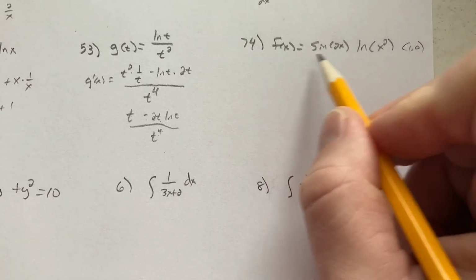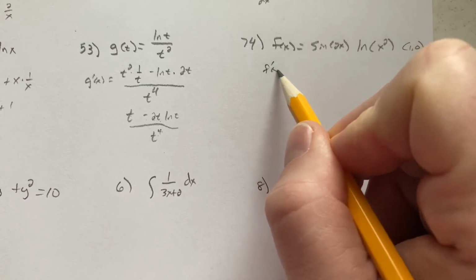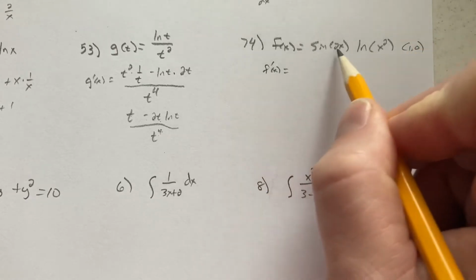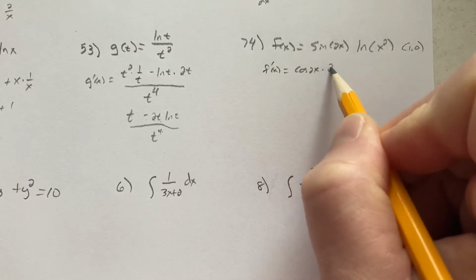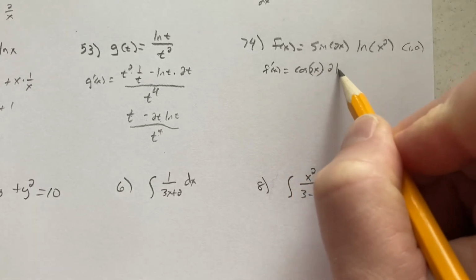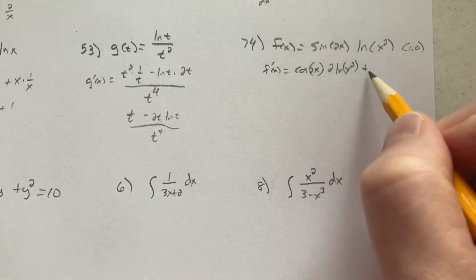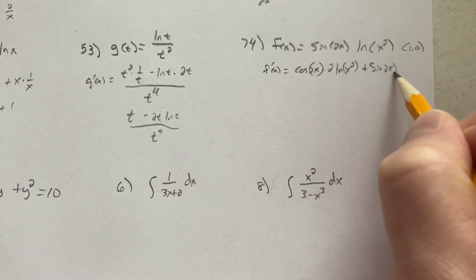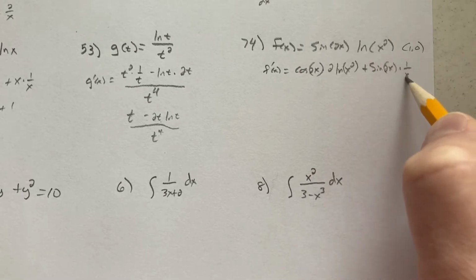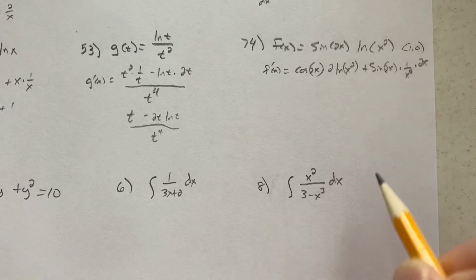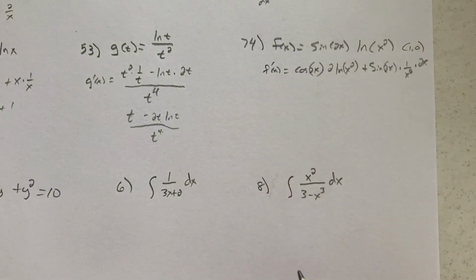On 74, we're taking the derivative and trying to find a tangent line at 1, 0. So this is going to be a product rule here. So that's going to be derivative of sine 2x, which is a chain rule. It's going to be cosine 2x times 2. Keep the natural log of x squared as is. Plus, now we're going to leave sine 2x alone, times the derivative of natural log of x squared, which would be 1 over x squared times 2x. So there's our product rule with some chain in both parts when we take the derivative.